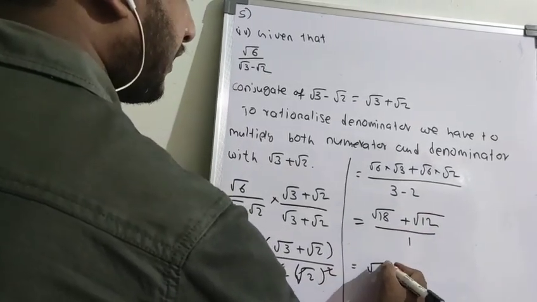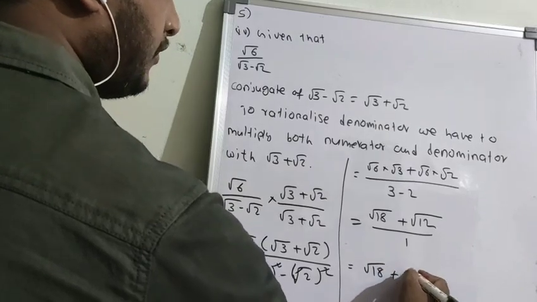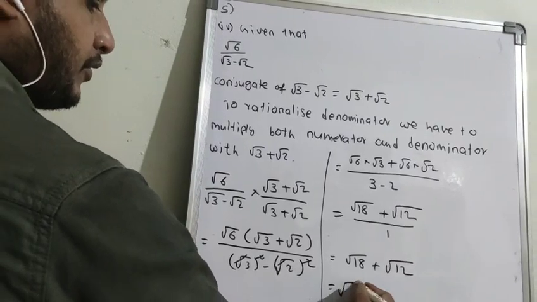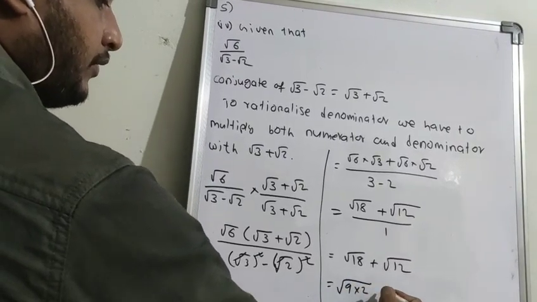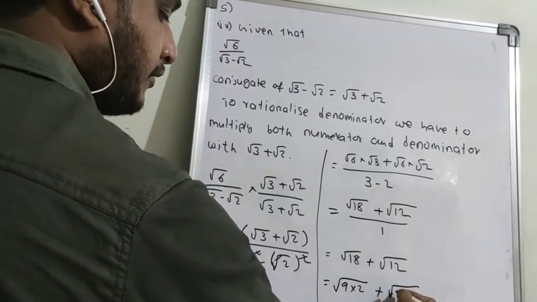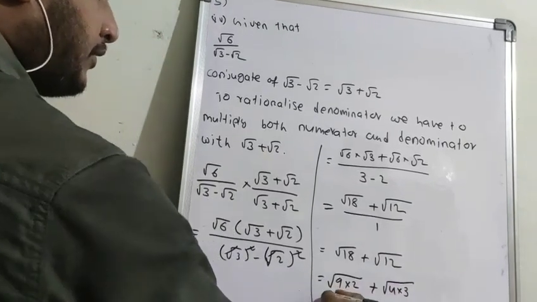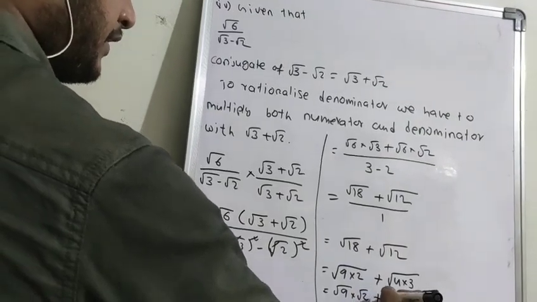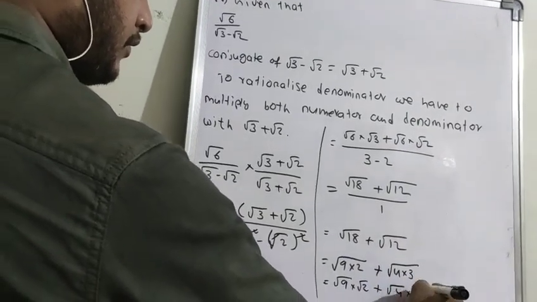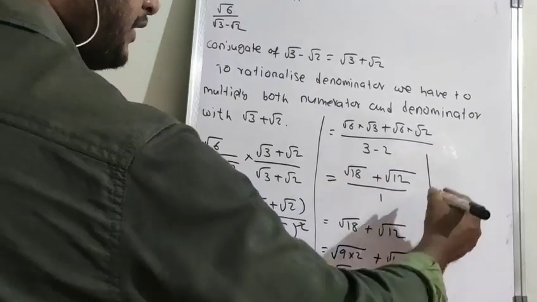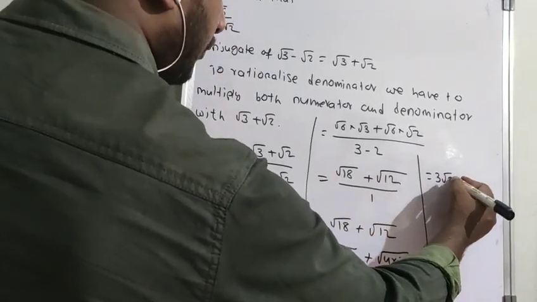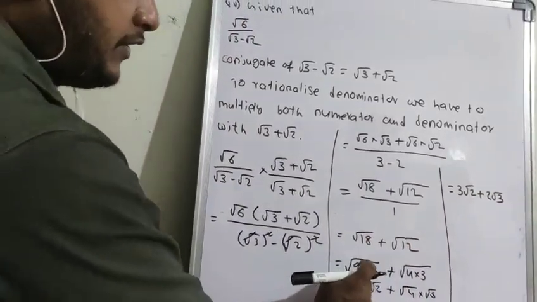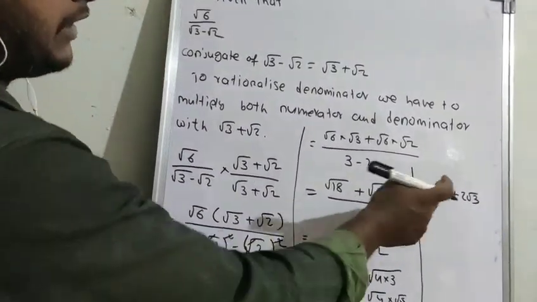So simply, you can still do simplification. You can write it as root 9 into 2 plus root 4 into 3. So you can write root 9 into root 2 plus root 4 into root 3. From this, root 9 value is 3, so 3 root 2 plus 2 root 3. It is not always possible. Whenever it is possible, you can convert it into a mixed surd.